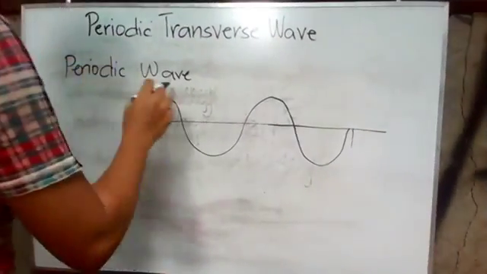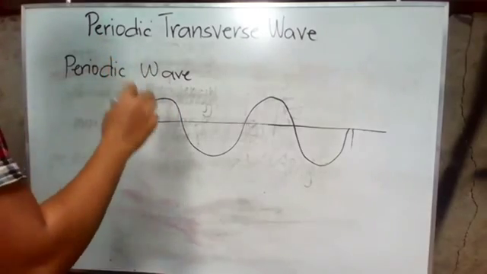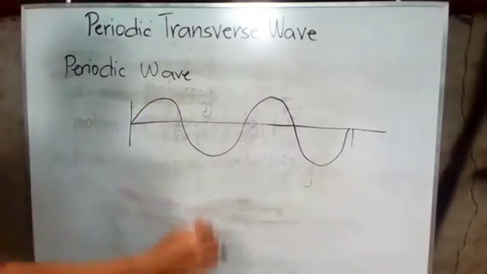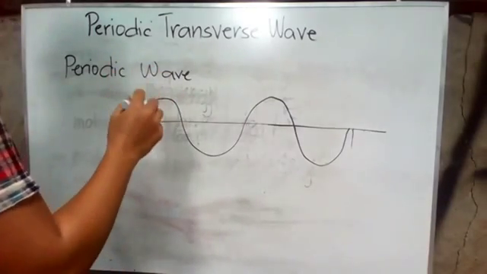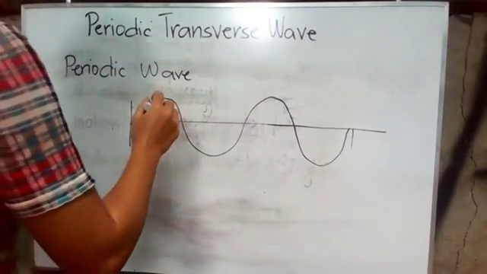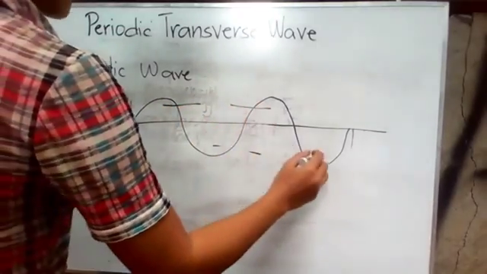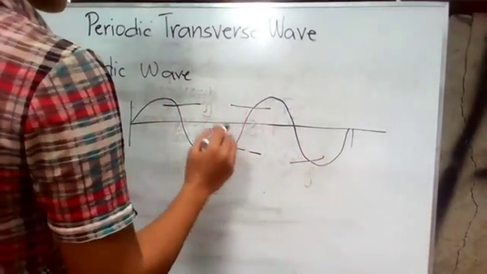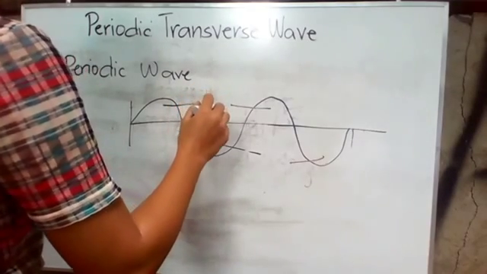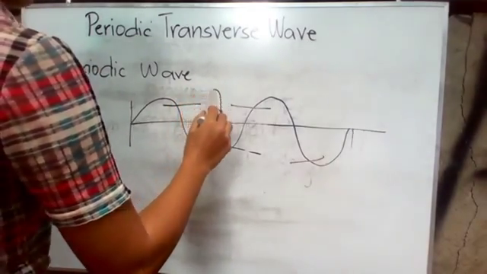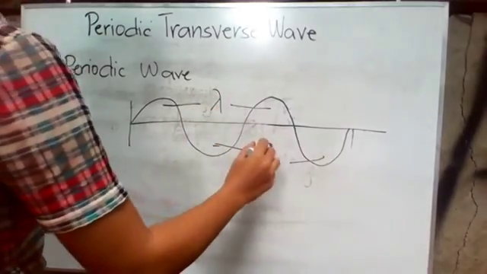In a periodic wave, the shape of the string at any instant is a repeating pattern. The length of one complete wave is the distance from crest to crest and trough to trough. This distance is what we call the wavelength, written with the symbol lambda.